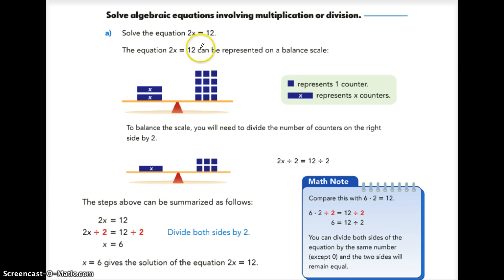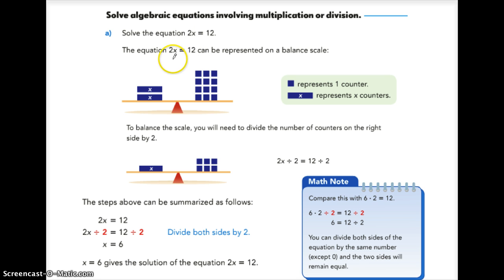All right, so in our last slides, we were doing addition and subtraction. Those are inverses of each other. In this slide, we are doing multiplication and division because those are inverses of each other. And so we have 2x equals 12. Please make sure you write this in your notebook.